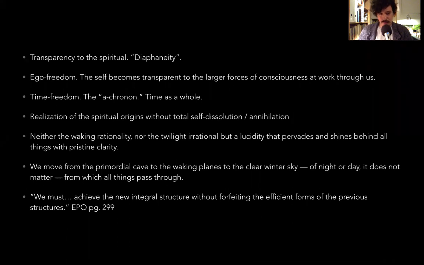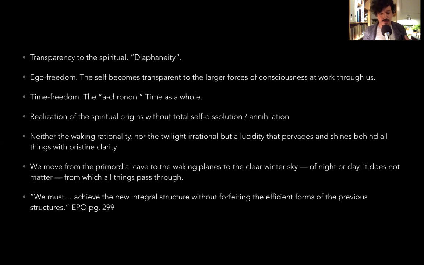Another aspect of integrality is time freedom. He describes this as the achronon, or seeing, perceiving time as a whole: past, present, and future. And this kind of stuff sounds a little far-fetched at first, but if you stick with it, you'll probably feel into it a little bit more. But he also describes it as the realization of the spiritual origins.